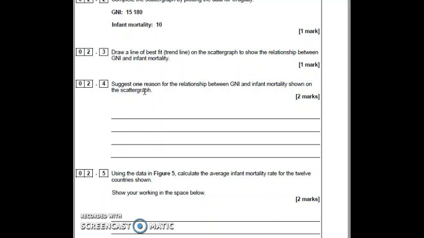You could link it to healthcare. There are more doctor surgeries, there is better medicine, there is better quality hospitals. You might link it to the quality of where they live. There might be, in a rich country, better sanitation, more running water. Any of these points, as long as you briefly state one, then explain it, that should be enough for full marks.